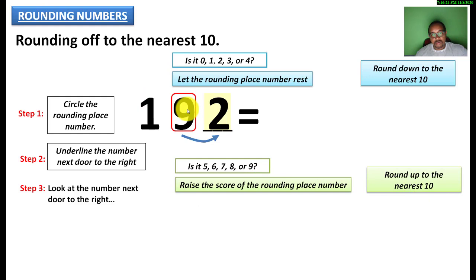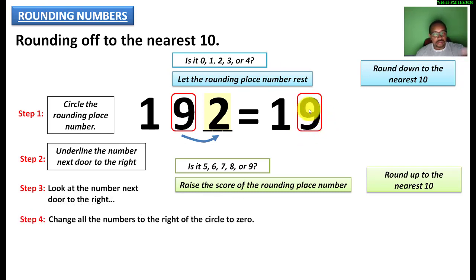So we carry it over. Now why carry over here? We just carried over the 1 in the hundreds place because that's not changing. And the 9 isn't changing either because this number is a 2. If the number is a 0, 1, 2, 3, or 4, let the rounding place number stay or rest as it is. And the next rule is what? All numbers to the right of the circle change to a 0. 192 rounded to the nearest 10 is 190.